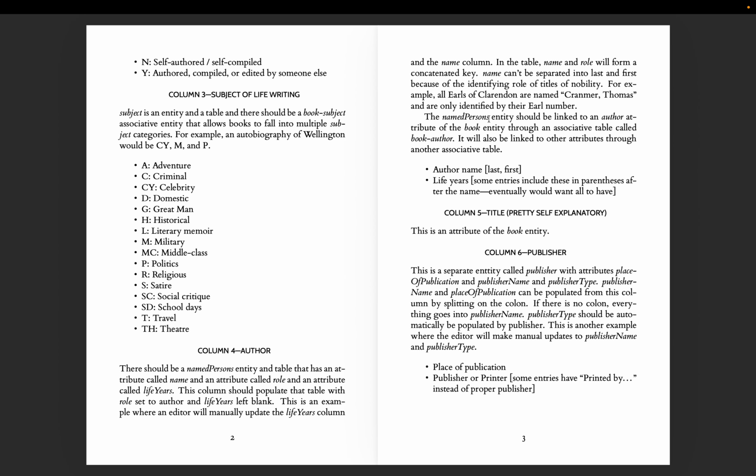And the year of publication, we want to preserve notations that are not numbers. So we can't make year an integer, which is unfortunate.